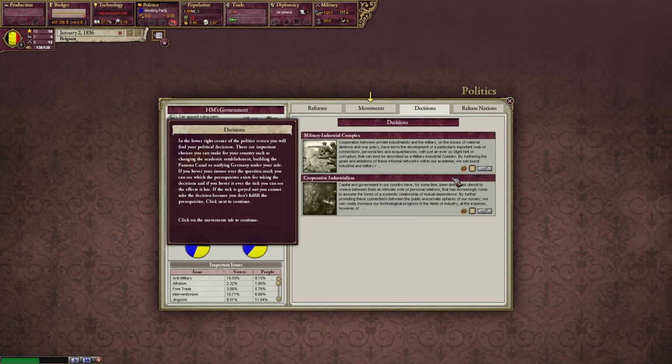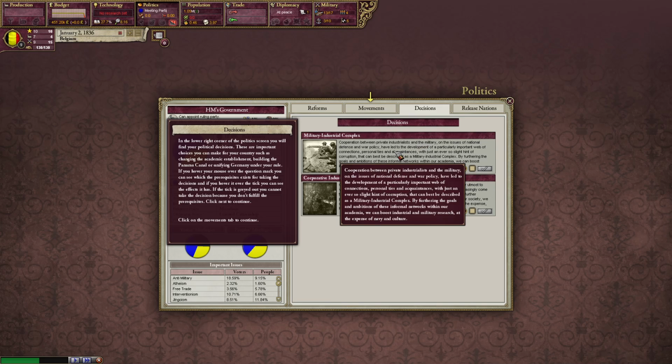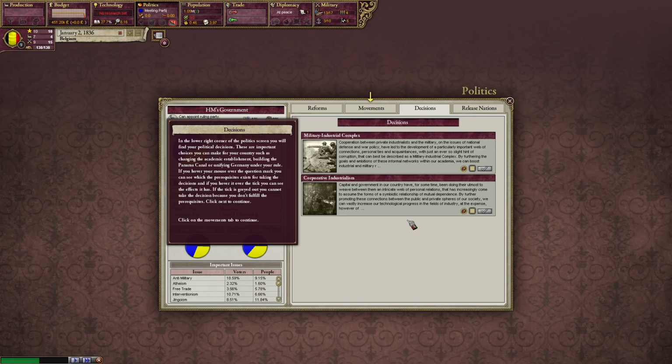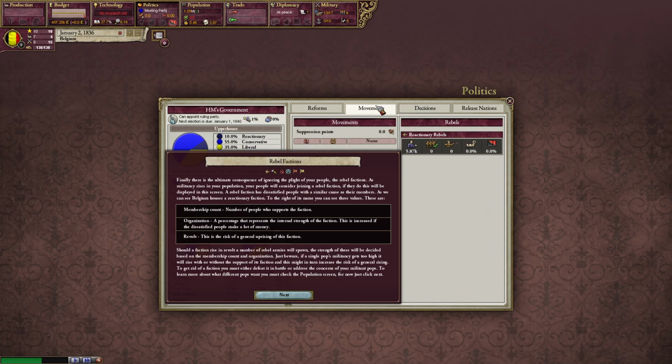Are you going to do industry that helps your military or not? Okay. If the tick is grayed out, you cannot take the decision because you don't fulfill the prerequisites. Okay, movements.